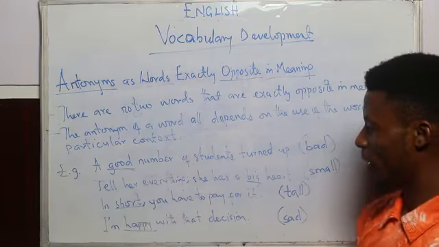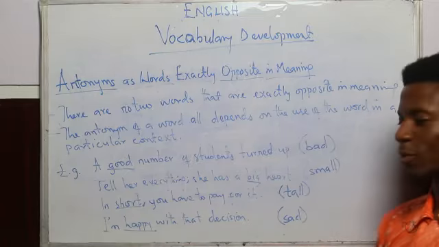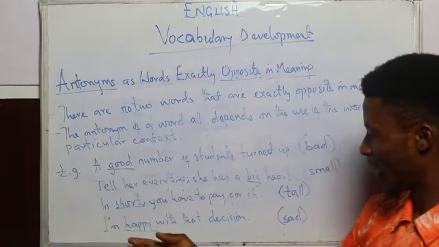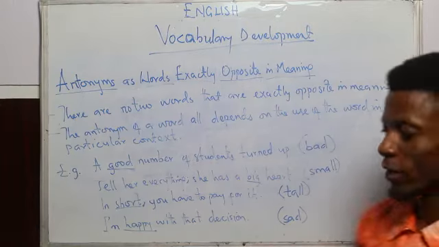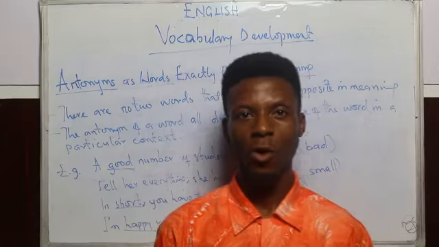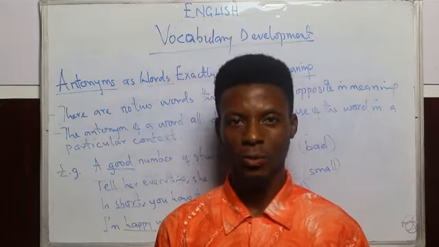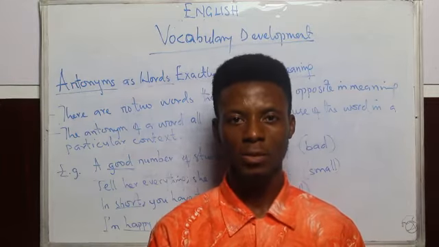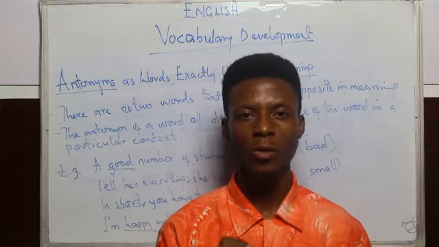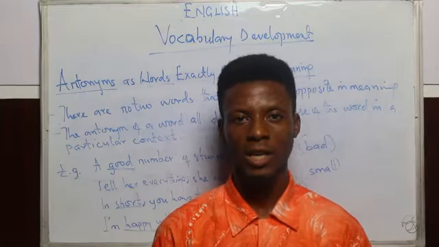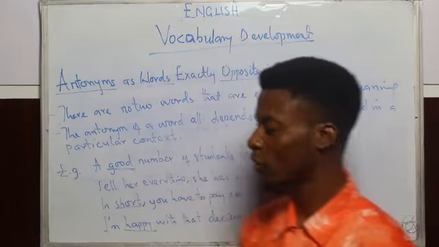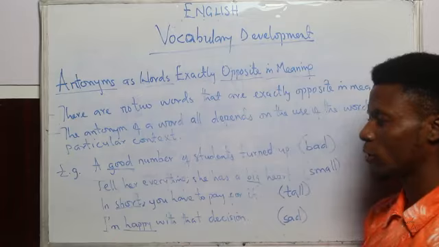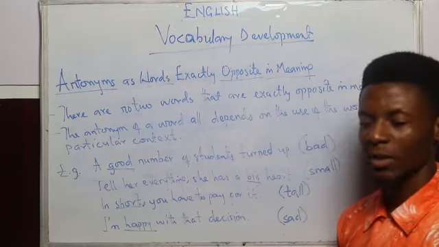And here we have, in tall, you have to pay for everything. And here, I am sad with that decision. These opposites do not go along with the exact words, which makes us conclude that there are no direct opposites of words in the English language in a particular context. In this context, the opposites of these words do not get along with them. Now, what do we do?